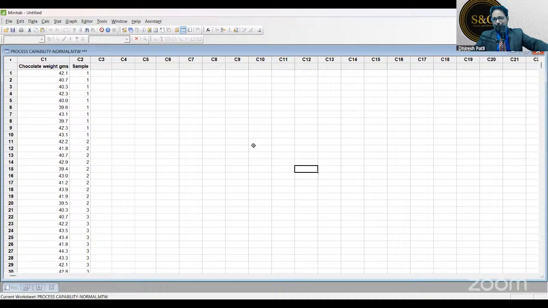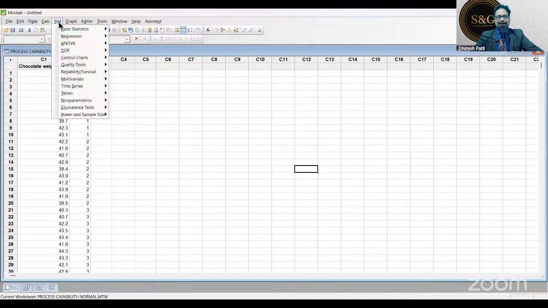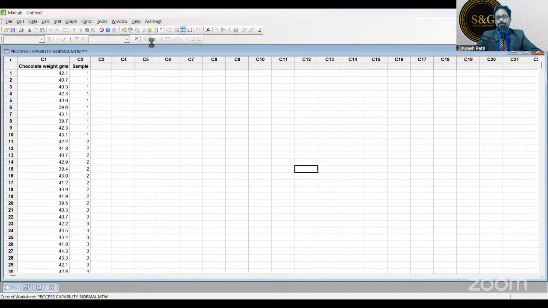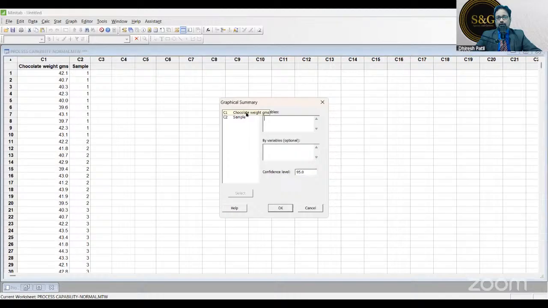Okay, before we go for process capability, where do we find the AD test? Go to Stat, Basic Statistics, Normality Test. You can do it from here and also from graphical summary. If you click on graphical summary and just select chocolate weight, click on OK.